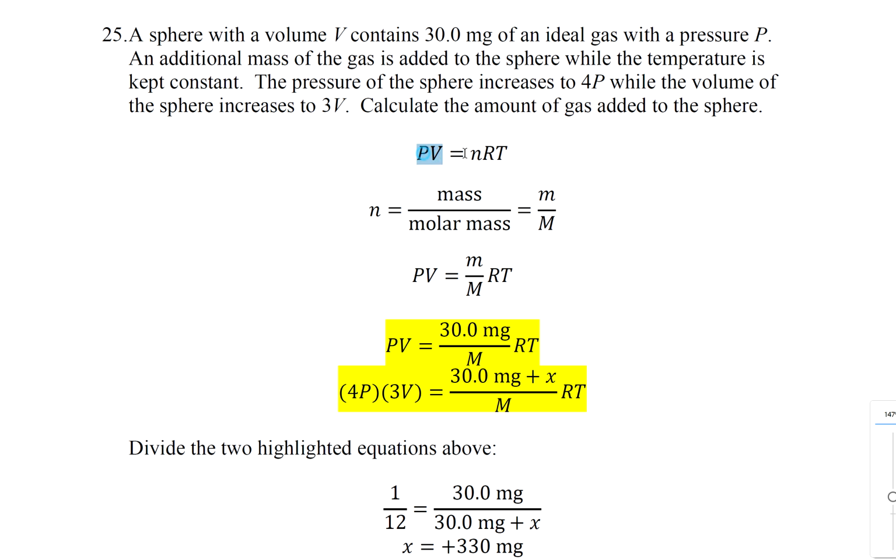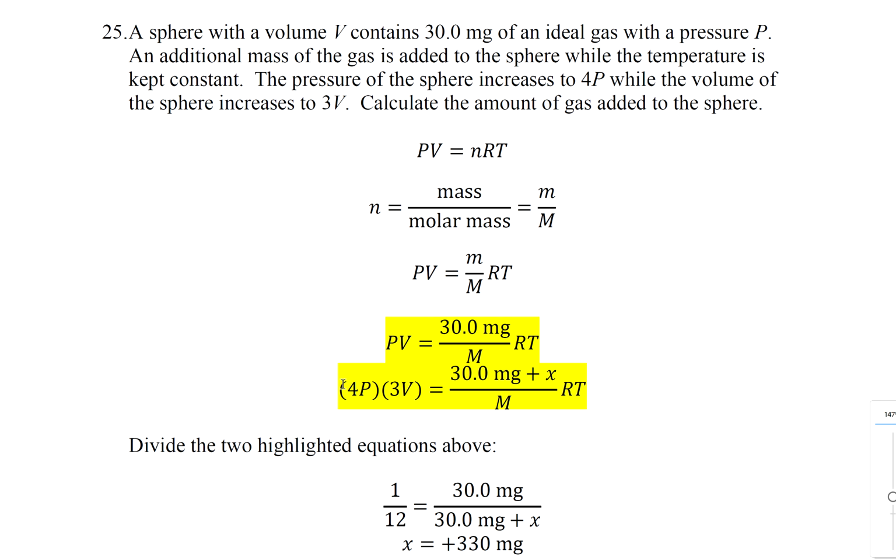So PV equals nRT. N is mass divided by molar mass, which is little m divided by big M. So PV equals little m over big M times RT. Pressure increases to 4P, volume increases to 3V. Little m increases to 30 plus X. Big M stays the same, times RT.